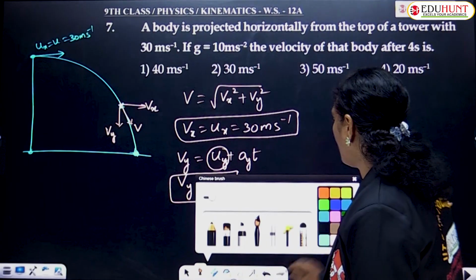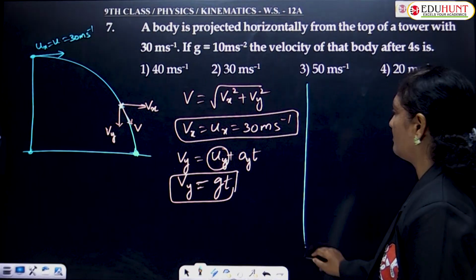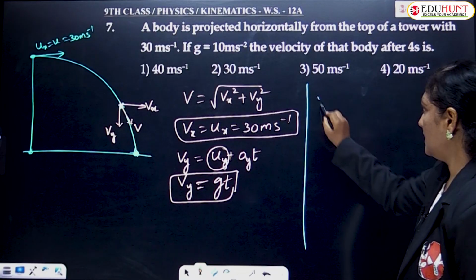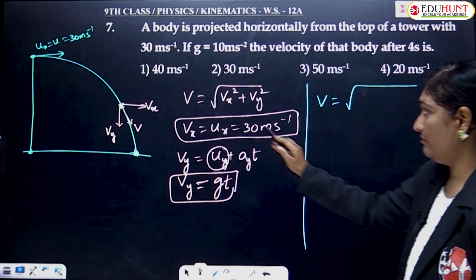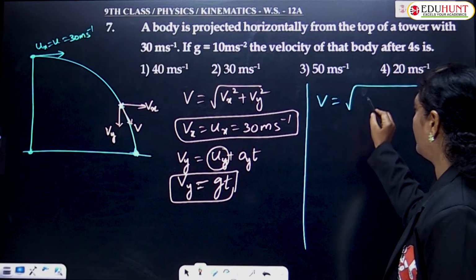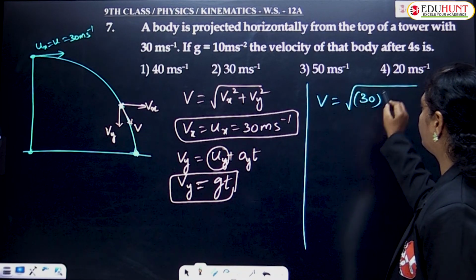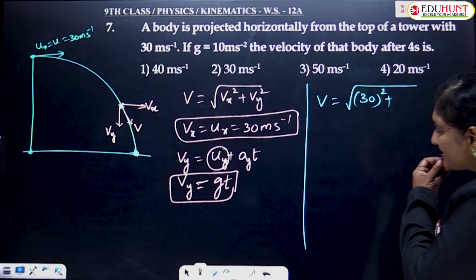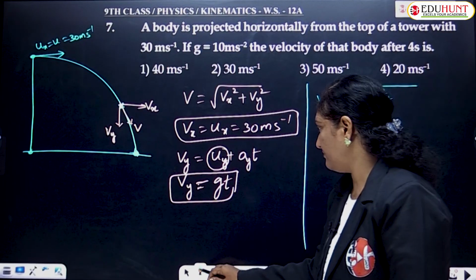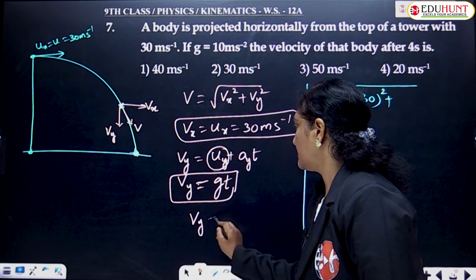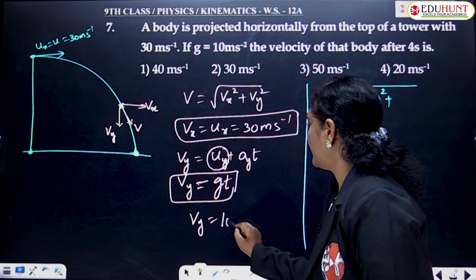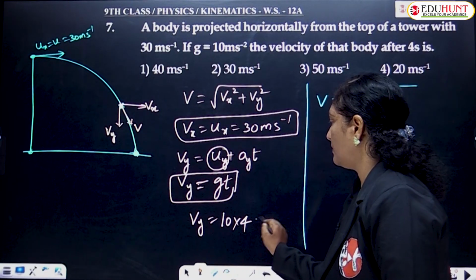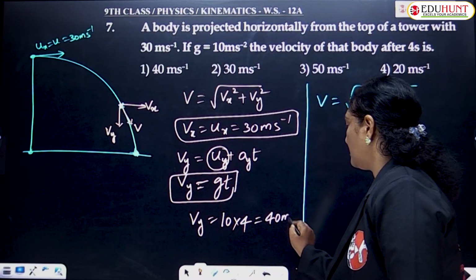So, substituting all those values in the above equations, we get V is equal to root over Vx square. Vx is nothing but 30 square plus Gt. What is the value of Gt, children? Shall we find it here itself? Well, the value of Gt is taken as G. You are asked to take it as 10 and time was given as 4. It will be 40 meter per second.